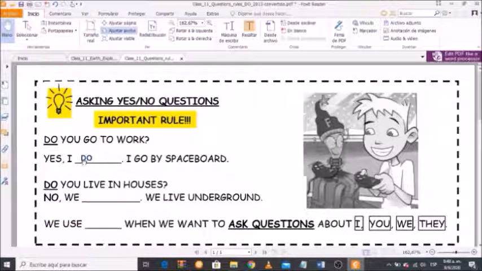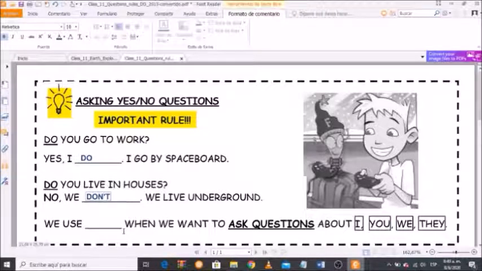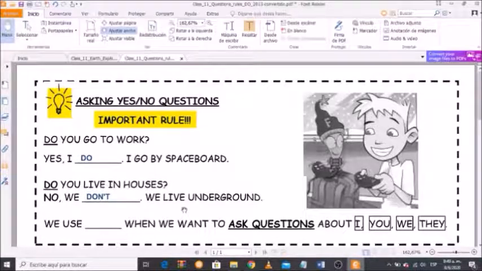And what about this second question here? Do you live in houses? Es decir, ¿viven en casas? Y otra vez, ¿cuántas posibilidades en cuanto a las respuestas tenemos? O sí o no. Y en este caso era no. No, we don't. We live underground. Okay?